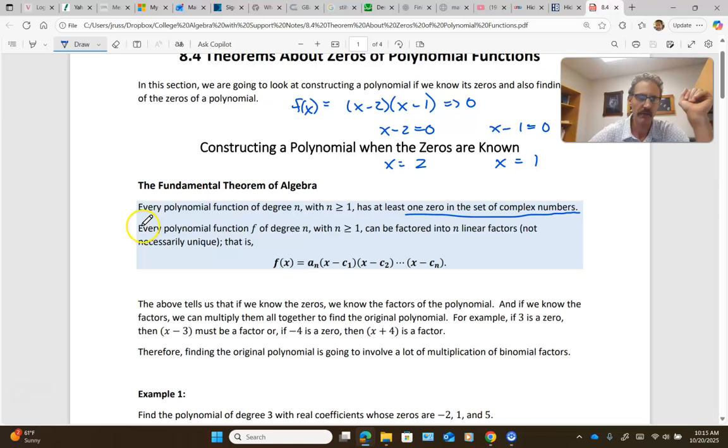And then furthermore, every polynomial function of degree n can be factored into n linear factors. Okay, and this is not necessarily unique. That just means that some of the zeros might have multiplicities greater than 1. Okay, so this piece of the theorem right here is just what we were talking about. If we know the zeros, we can know the factors, and so every polynomial can be expressed as a product of its factors.